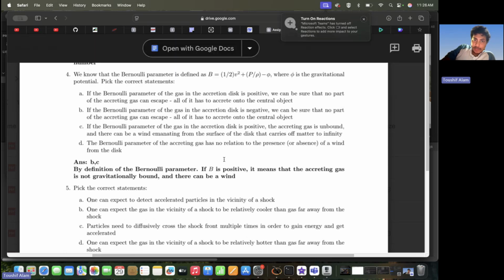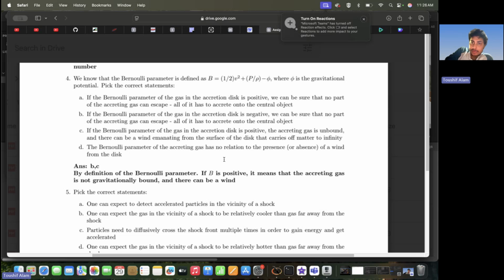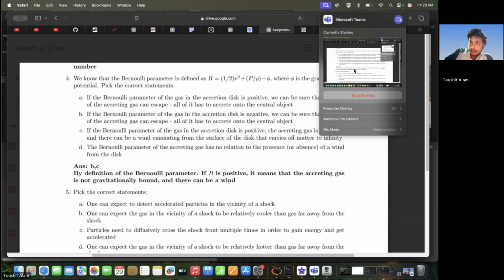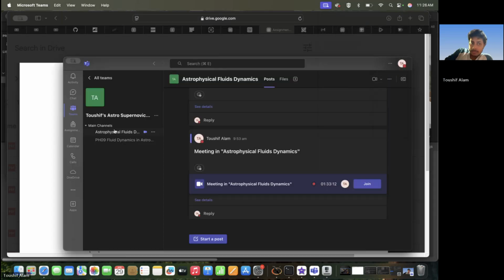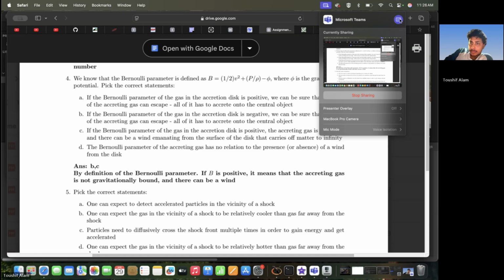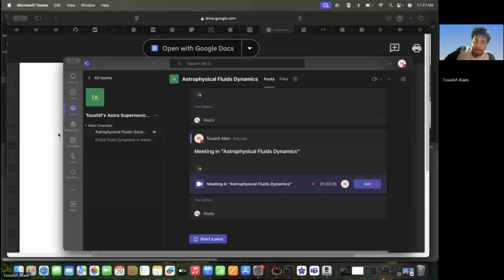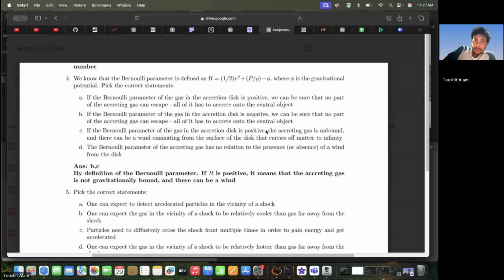We know that the Bernoulli parameter is defined as B is equal to half v squared plus p by rho minus phi, where phi is the gravitational potential. So which one is the correct statement?